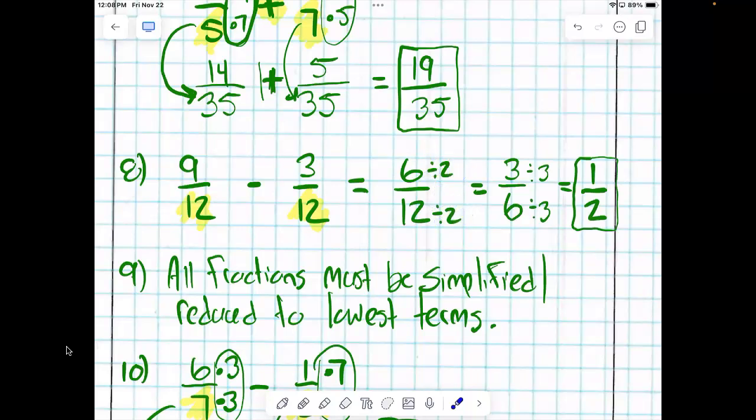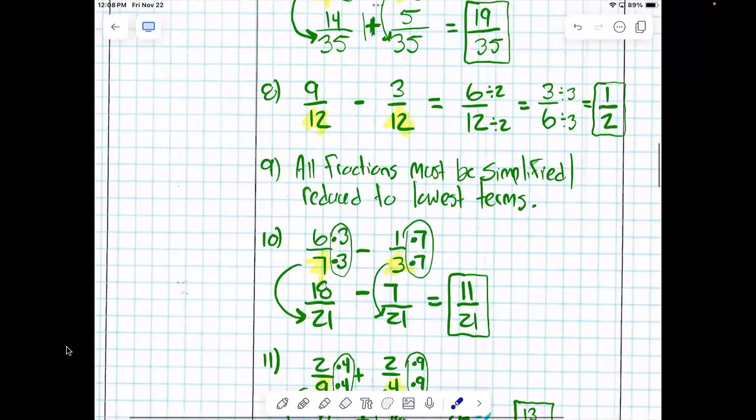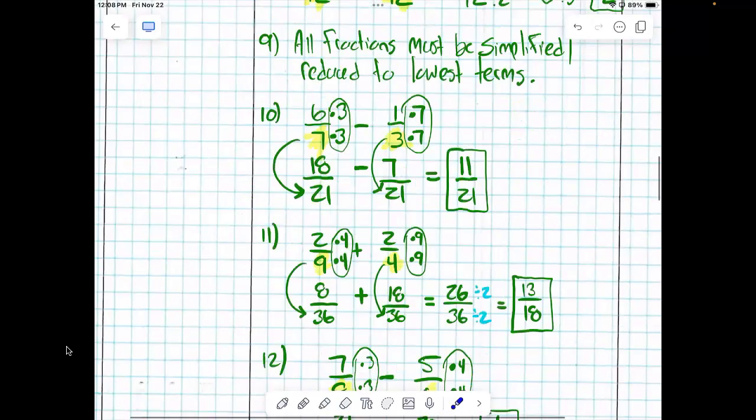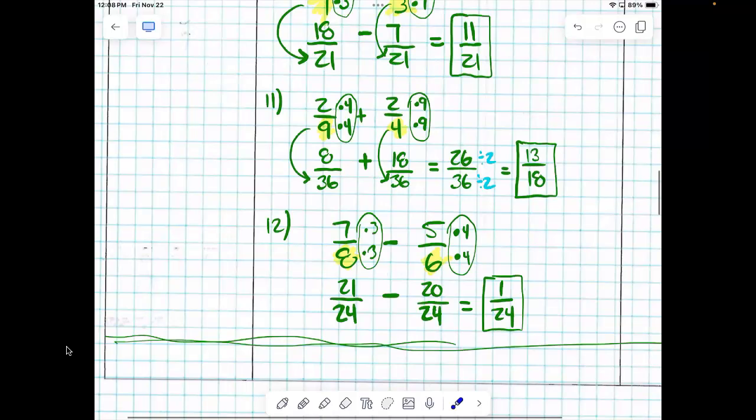Yes. I don't really care if you use the greatest common factor or not. I just want you to get to the reduced or lowest termed fraction. We good? Yes. Are all fractions required to be simplified or reduced from now on? Yes. Do we need to show all of our work on these kind of problems if we don't have a common denominator? Yes.